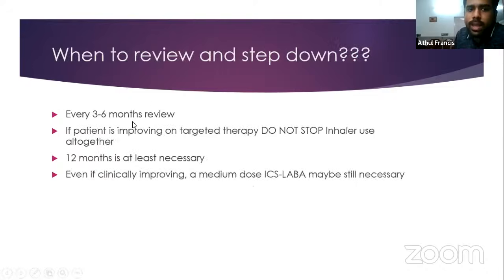So when to review? Every 3 to 6 months. If the patient is not improving on targeted therapy, do not stop the inhaler use. Suppose you have started him on anti-IgE. If the patient is improving on anti-IgE, that doesn't mean you can stop your inhaled corticosteroids and other treatment. You have to continue your inhaled corticosteroid treatment for at least 12 months. Even if clinically improving, a medium dose ICS-LABA may still be necessary.